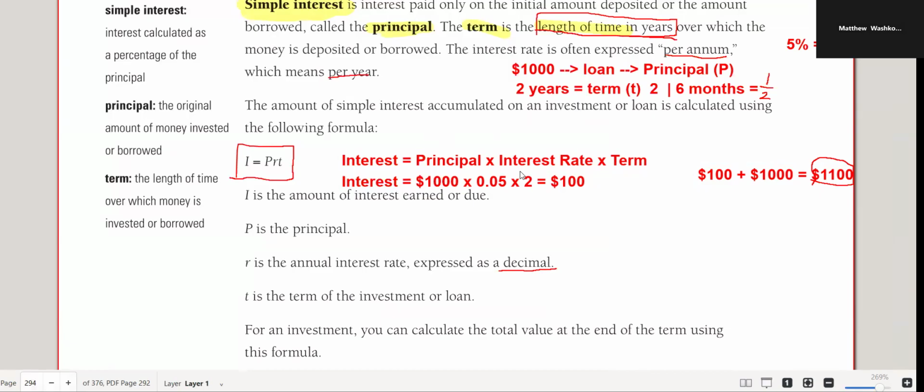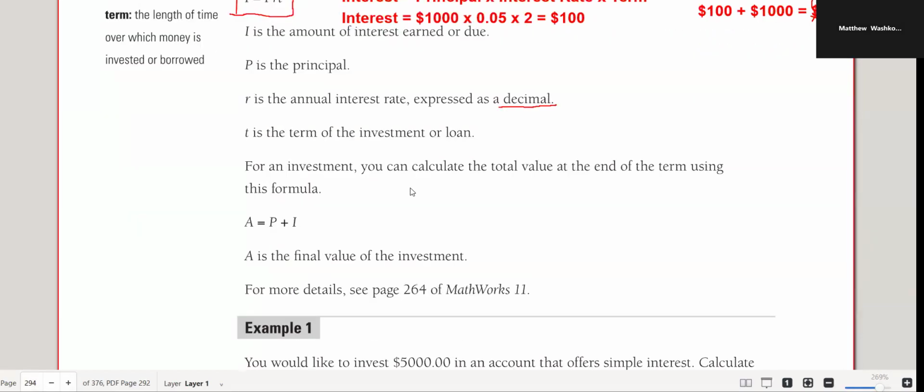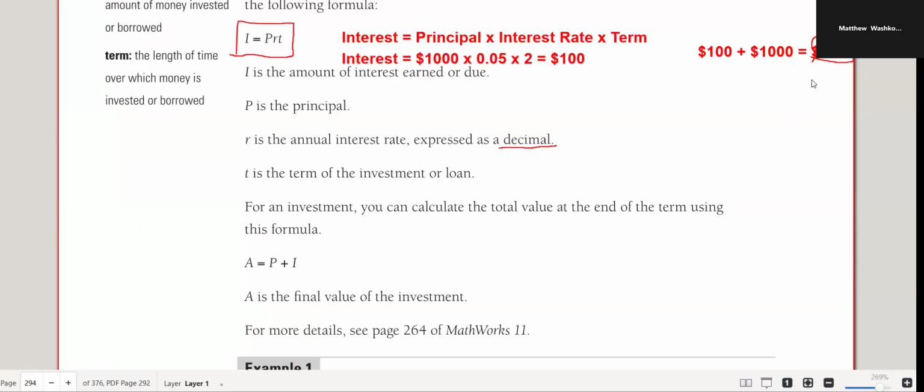It doesn't really get much deeper than that. If you want to know this figure right off the bat, you just add up the principal and the interest, right? Here's the interest, here's the principal.